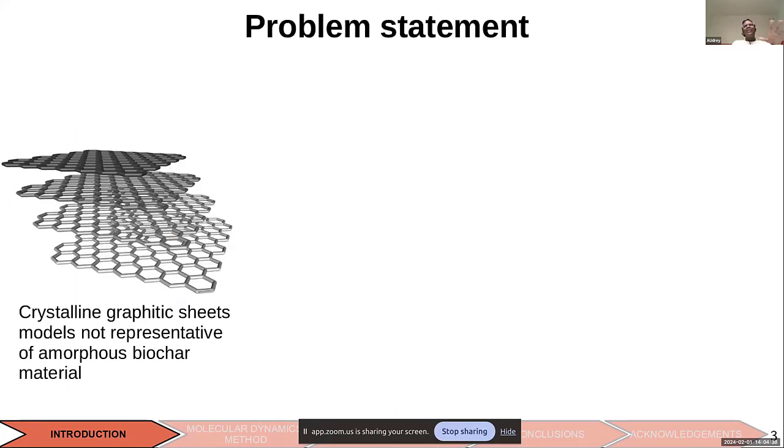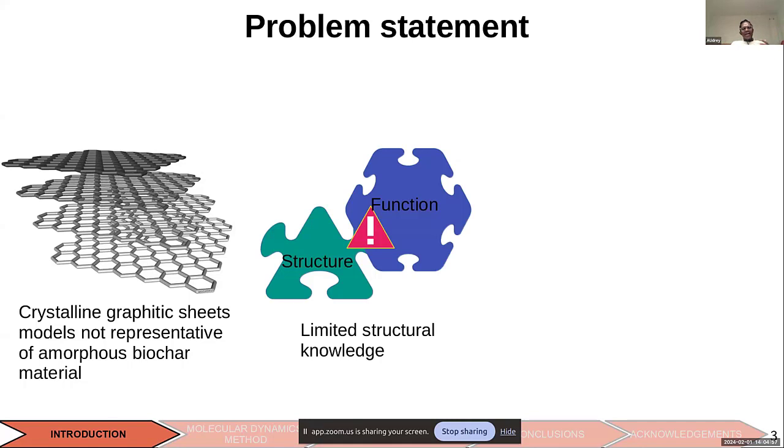Why this structure is important: some modeling work has been done in the past trying to come up with a model of this material. However, they have always modeled it as a graphitic sheet, which does not really represent what biochar is, because we know it to be an amorphous material. As a result, it's very difficult to link how the structure of a material is responsible for its functioning.